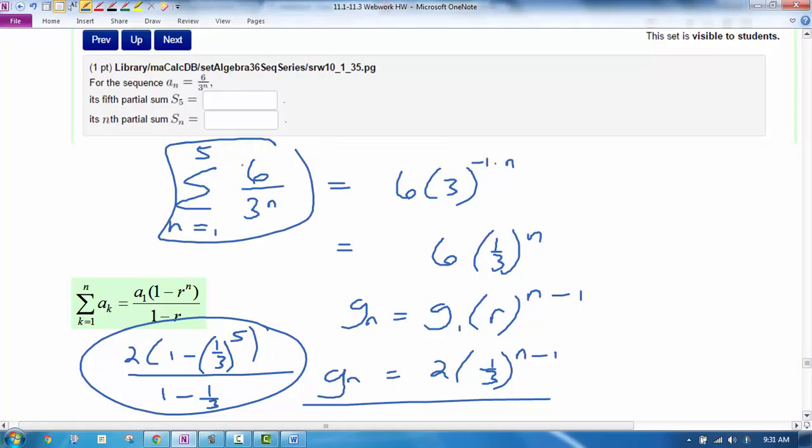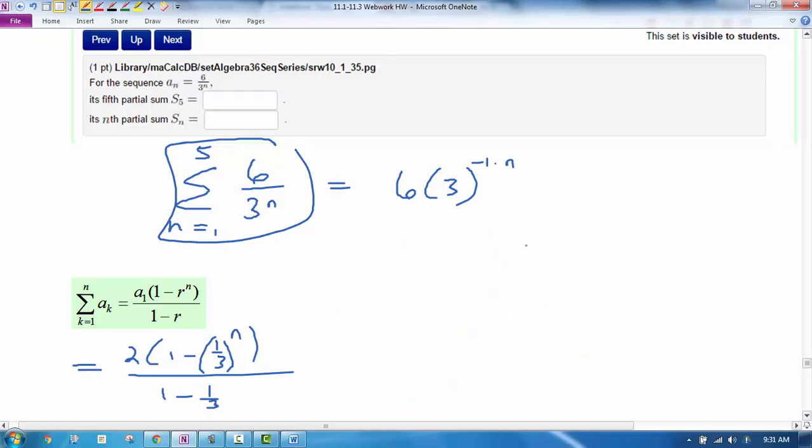Okay, if we're going to do the nth partial sum, we actually have to do this, and we have to plug in n instead of 5, because we don't know how many terms we're adding up. So we are going to have to simplify that right there. Let me take a look at this expression. And by the way, I get 242 over 81 for the fifth partial sum.